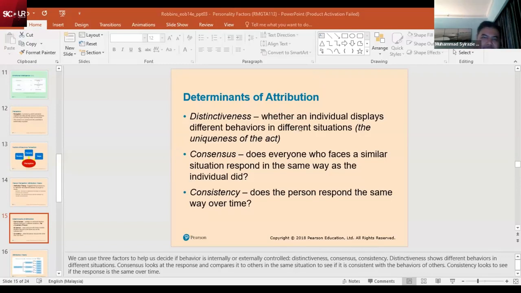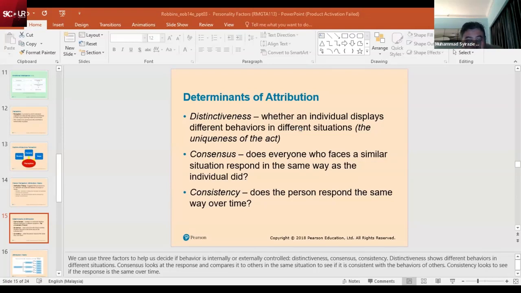Situation number 1, he acts differently, sad. Situation number 2, happy. Situation number 3, he feels funny. Or situation number 3, he feels calm or cold. Okay, different situation, different behavior. That is called distinctiveness.